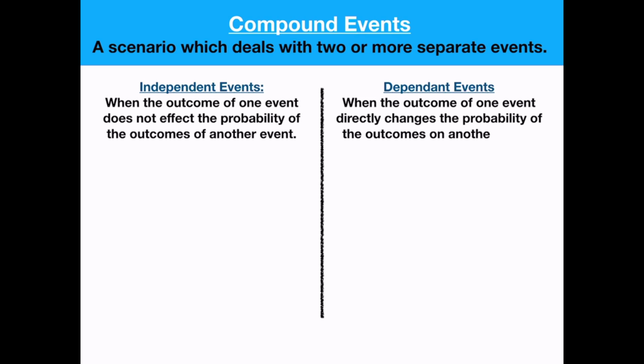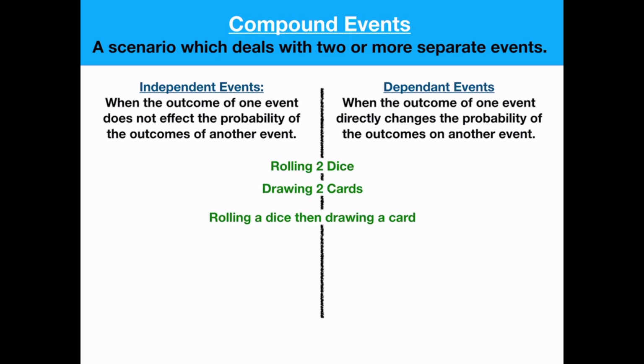Dependent events is when, based on what happens in event A, that's going to change the probabilities of event B. So event B relies on whatever happened in event A. So I'm going to give you a list of 4 different compound events, and I want you to pause the video and think about, are these independent or are these dependent events? So first one is rolling 2 dice, drawing 2 cards, rolling a dice then drawing a card, or finishing first place in a round robin and then winning the tournament.